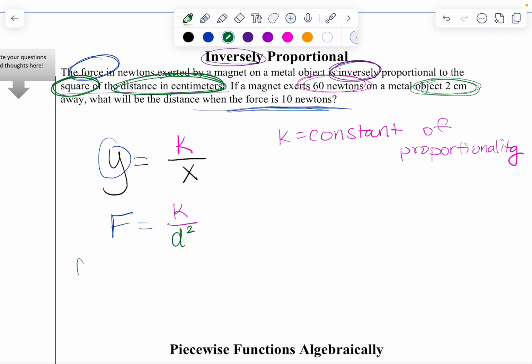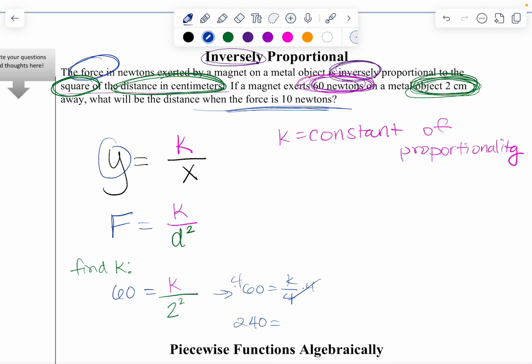So let's find k. In order to find k, we're going to plug in a specific value for the force. This is our first one. If it's 60 newtons of force, we're going to put 60 here instead of F, and we don't know what k is, all over the distance, which is 2 centimeters away. So we're going to put 2 for the distance and square it. Let's go ahead and find k. So this becomes 60 equals k over 4. To solve for k, we multiply both sides by 4, and we get 240 equals k.